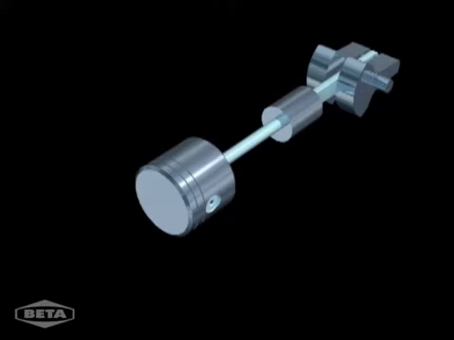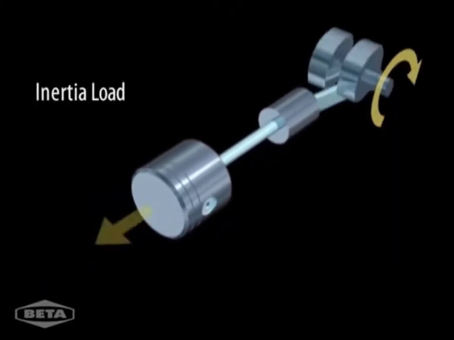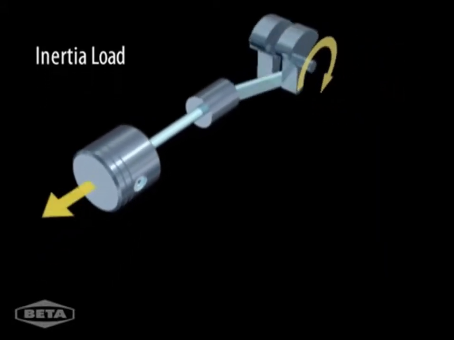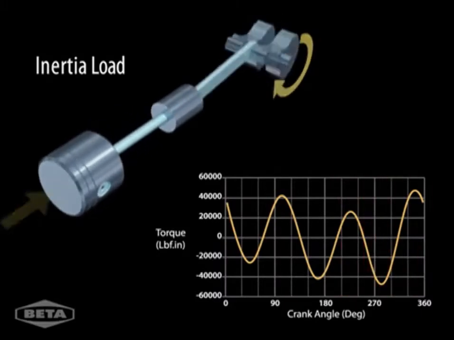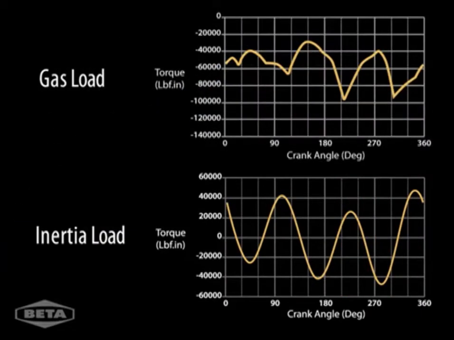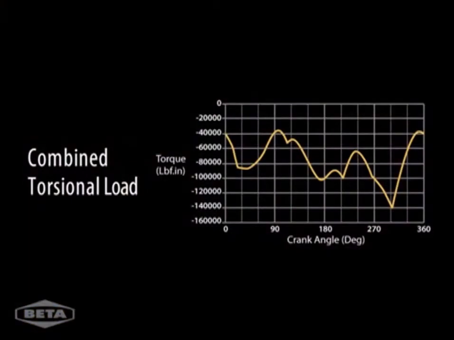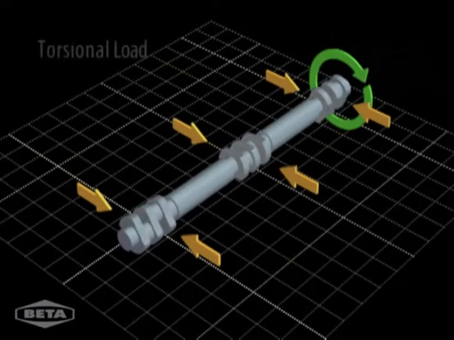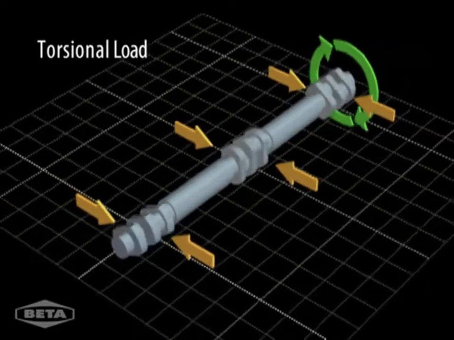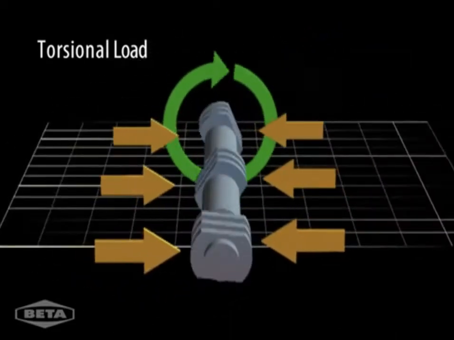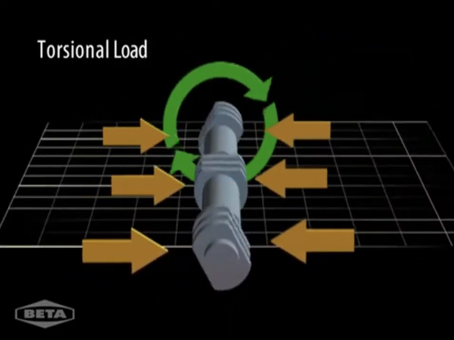This chart illustrates the gas load from all the cylinders during one revolution of the crankshaft. Another important load is the inertial load due to the weight of the piston assembly. Inertial load for all cylinders also varies widely over each revolution. By adding together the gas load and the inertial load, we find the combined torsional load for all cylinders in this compressor. The load from each cylinder acts on the crankshaft, resulting in a torque that can cause vibration problems.